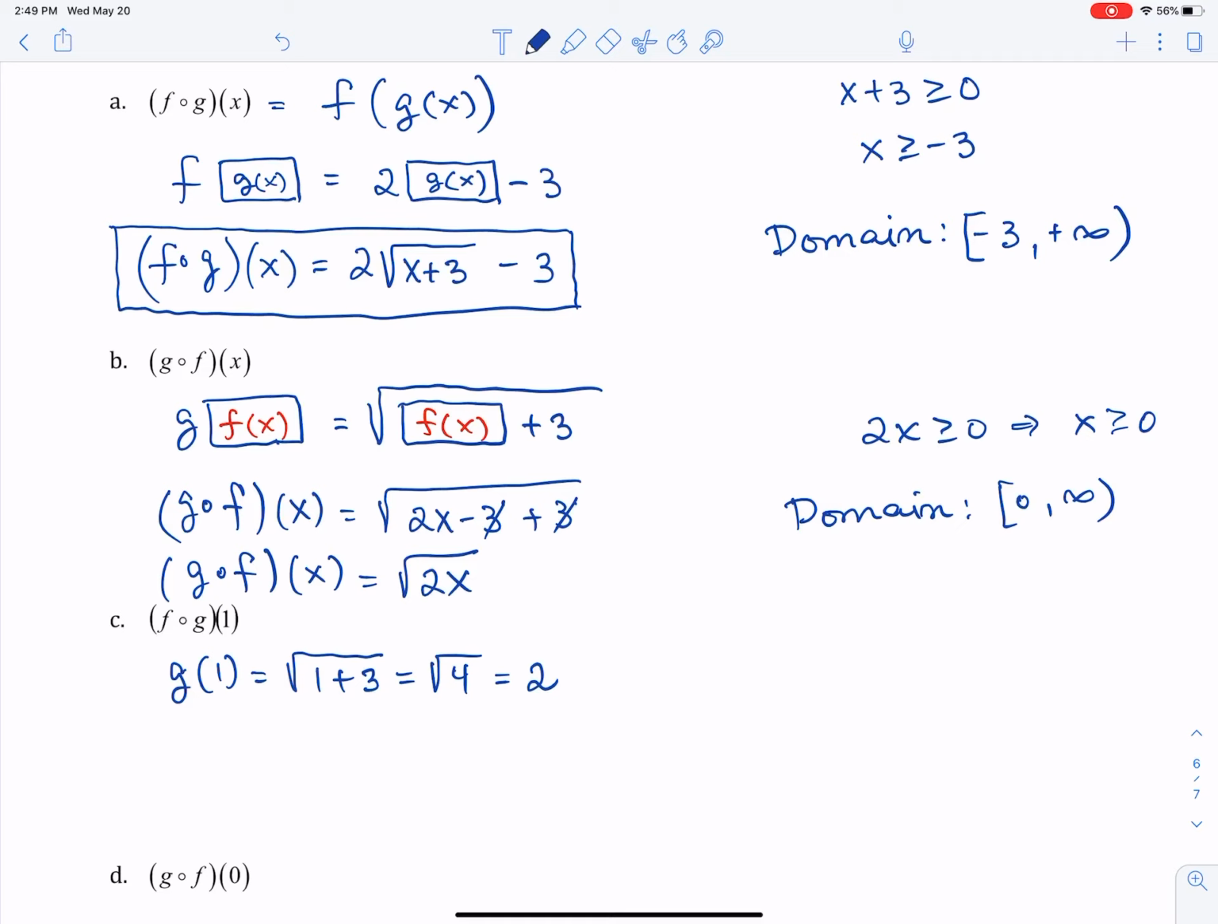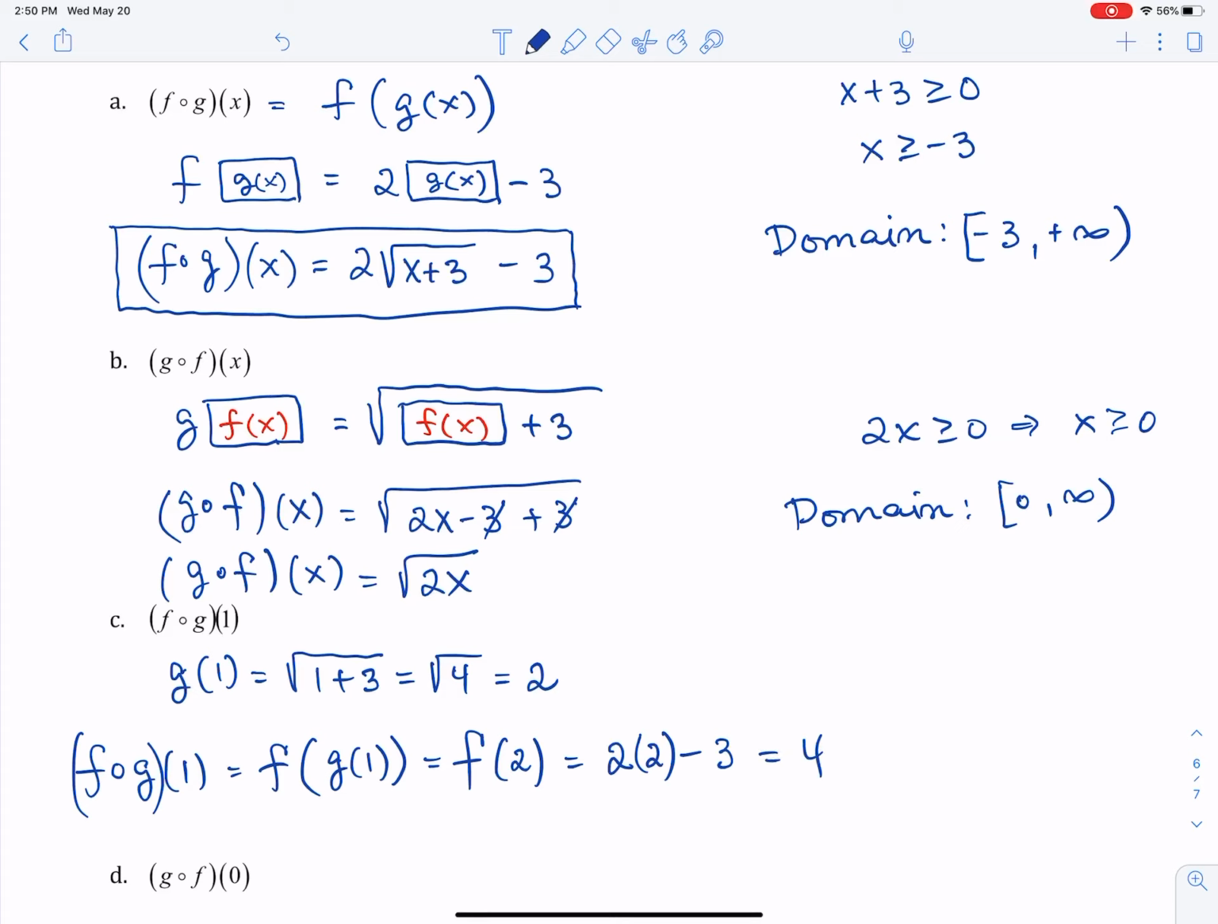So to calculate f of g of 1, I need to calculate f of g of 1. Well, g of 1 is 2, so I need to calculate what is f of 2. And the function f is 2 times x minus 3, and instead of x I need to put my value for x, which is 2, and that's 4 minus 3, or the answer is 1.